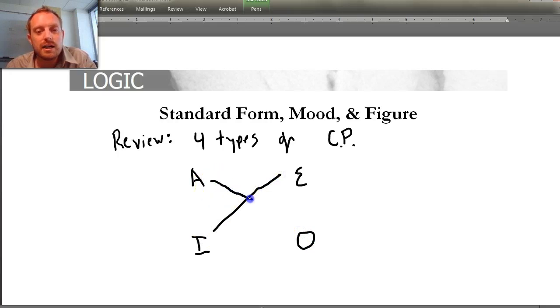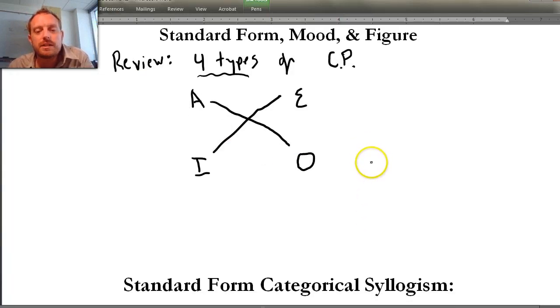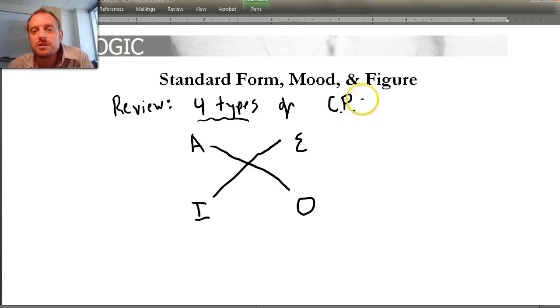And of course, we talked about the square of opposition, the contradictories, as well as the horizontal and vertical relations of these. We're not going to spend too much time on this today, but what's really pertinent for this lesson is to remember what these four types of categorical propositions are. Okay, so let's start off by talking about what a syllogism is.